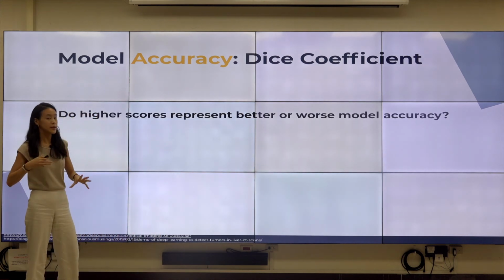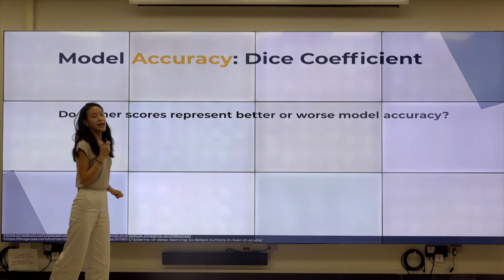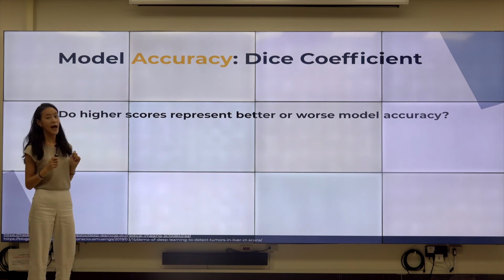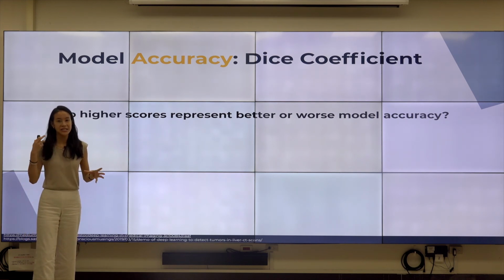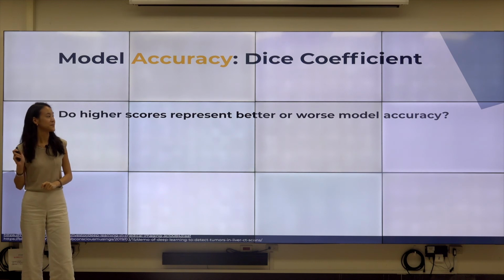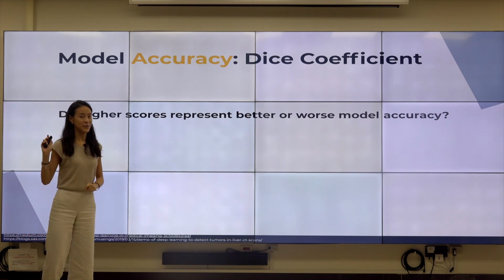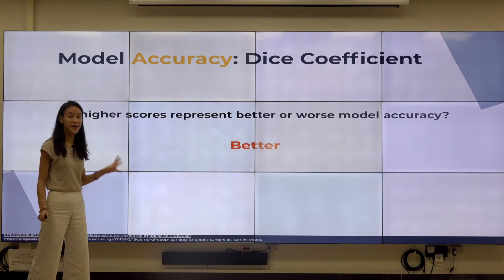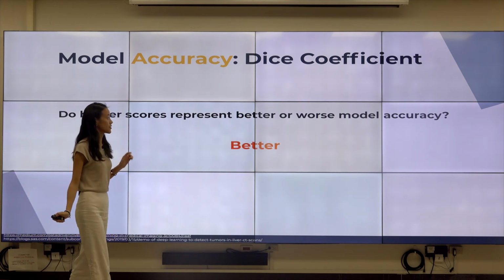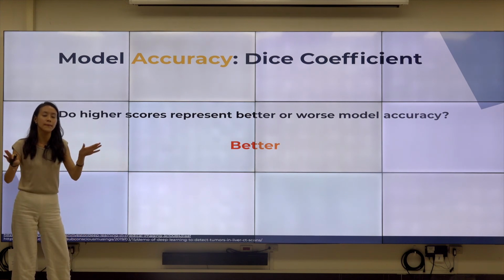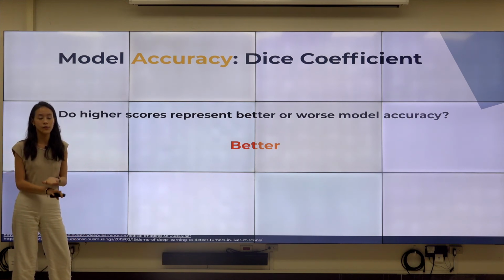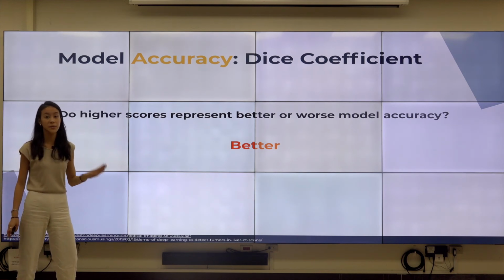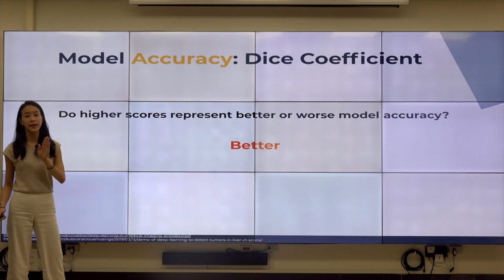So going back and talking about this again, let me ask you a question. Do higher scores represent better or worse model accuracy? I want you guys to just spit out your answers right now. And I am going to tell you the answer right now. It is better, yes. The reason for that is because obviously you would want more of an overlap. The more overlap you get, the higher your dice score. That's the entire concept of dice scores. More overlap, better dice score, better accuracy.